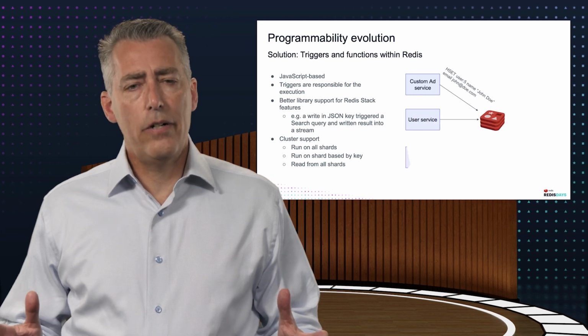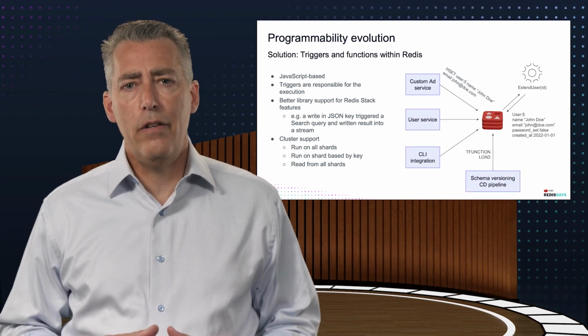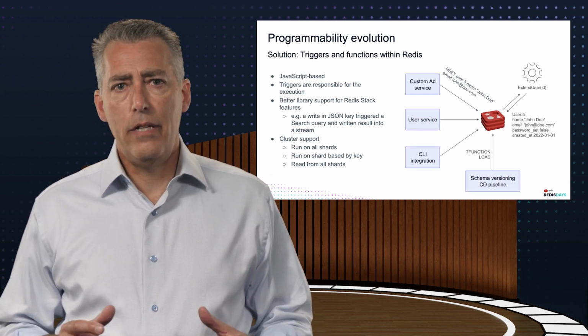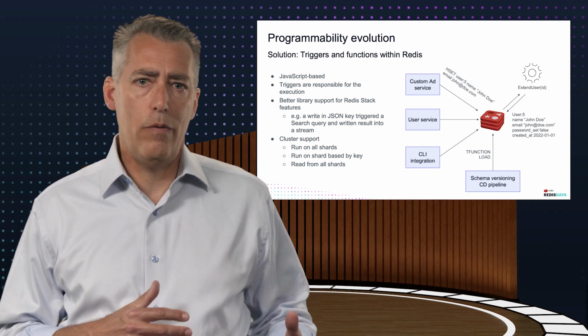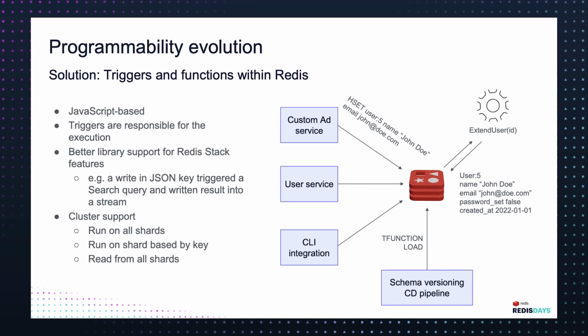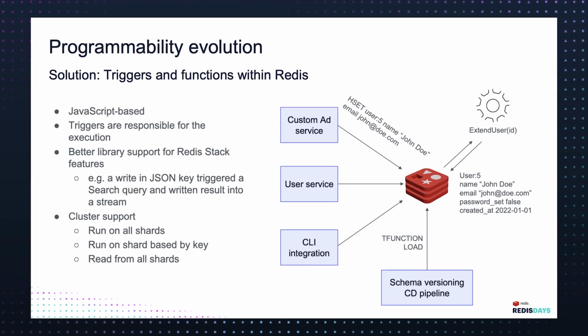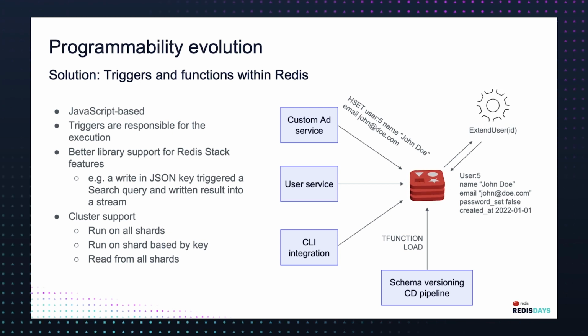All of this led us to triggers and functions. As a preview in the Redis 7.2 release, we attempt to take these inputs and requirements and produce something that is both simple and powerful. JavaScript is the implementation language, wildly popular and simple. Triggers are used to invoke these functions, and we've expanded support for the breadth of Redis capabilities, including streaming.